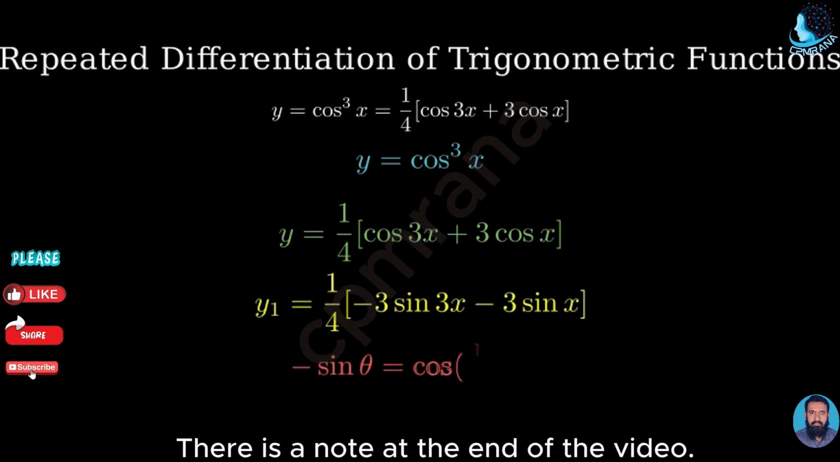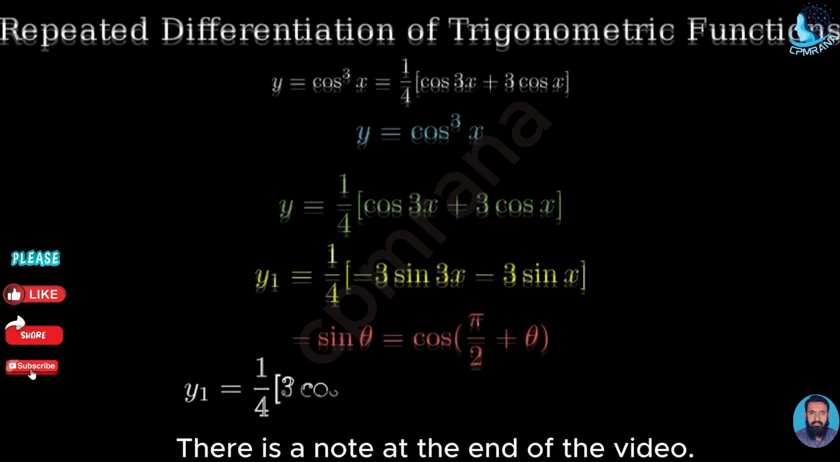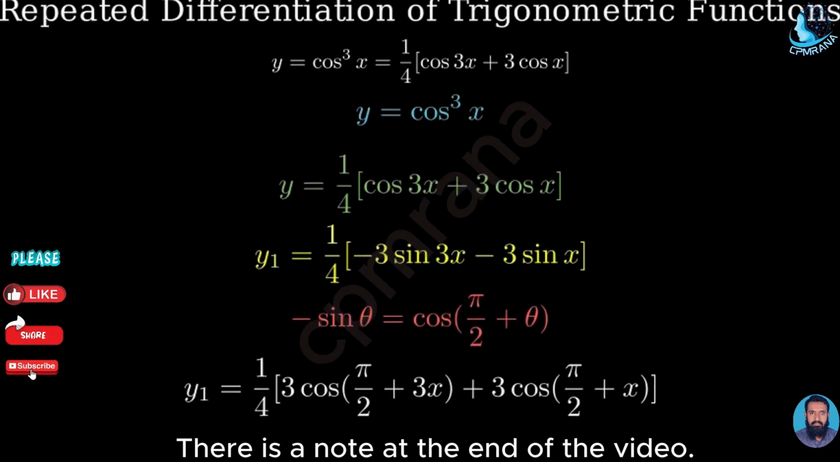We can rewrite this using the trigonometric identity that negative sine of theta equals cosine of theta plus pi over 2. Applying this identity, y sub 1 becomes 1/4 times 3 cosine of pi over 2 plus 3x plus 3 cosine of pi over 2 plus x.